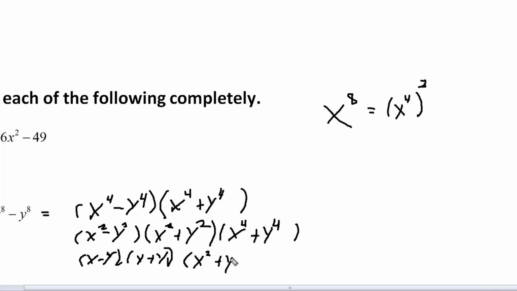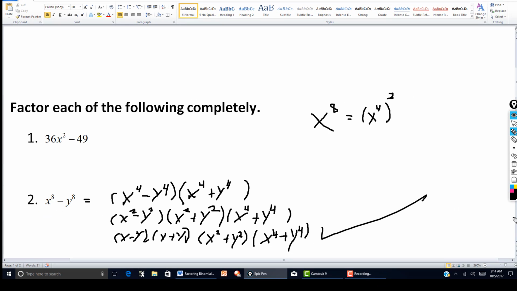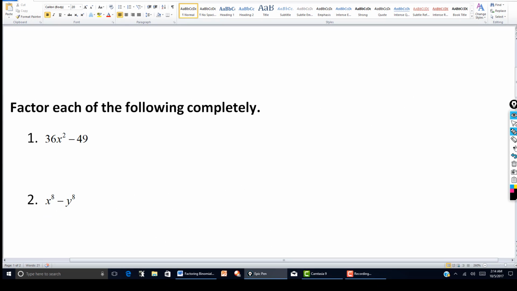We've got x squared plus y squared and x to the fourth plus y to the fourth. So the factorization then is x minus y times x plus y times x squared plus y squared times x to the fourth plus y to the fourth. So this is your complete factorization. Okay, let's clear this.